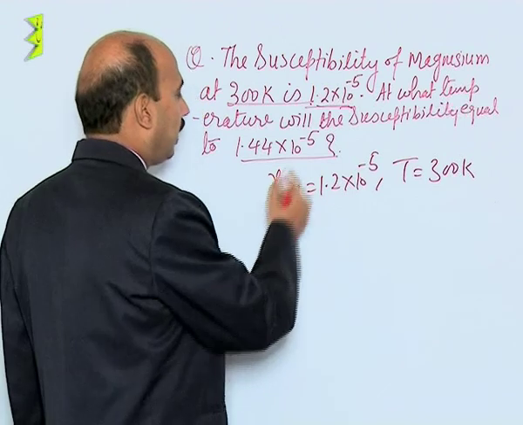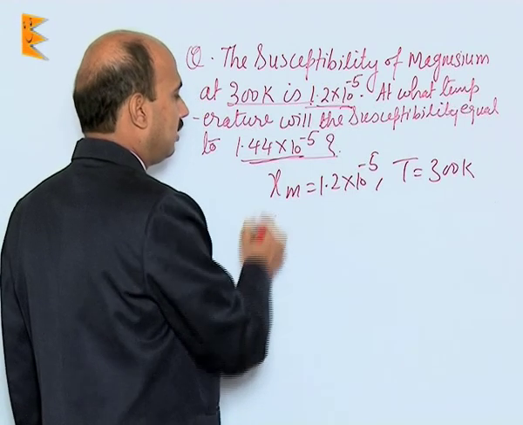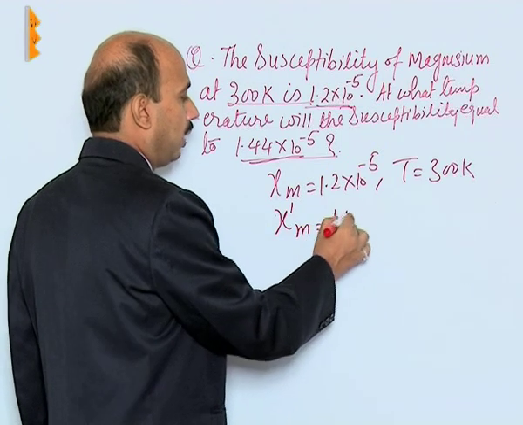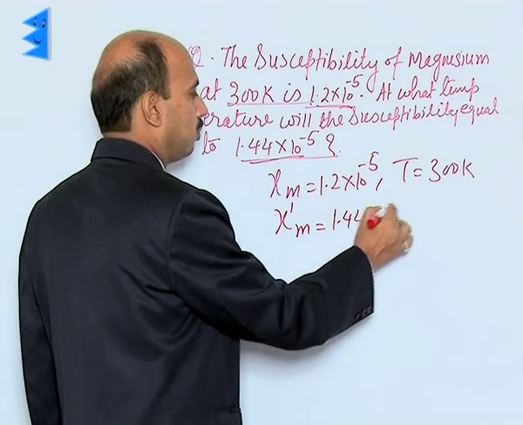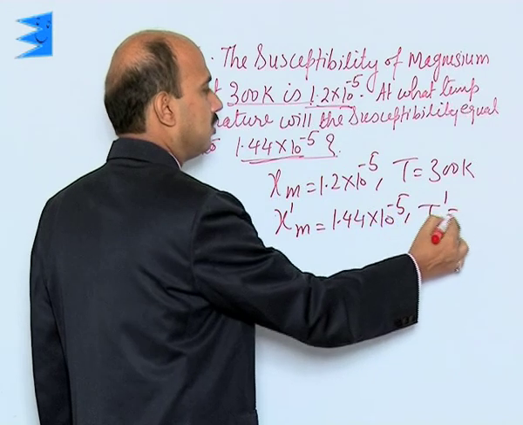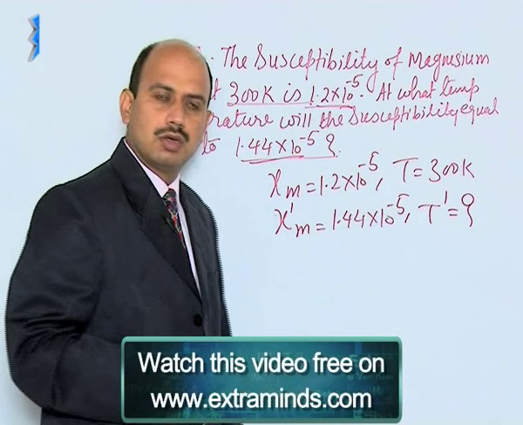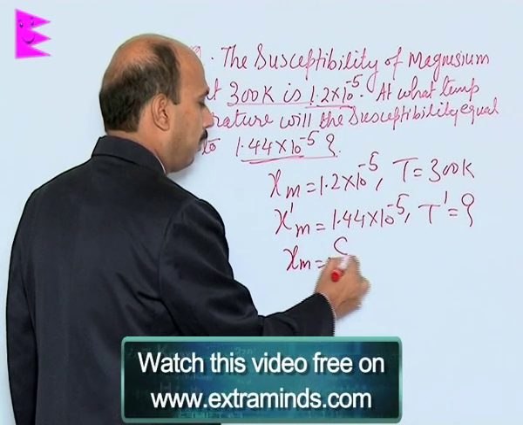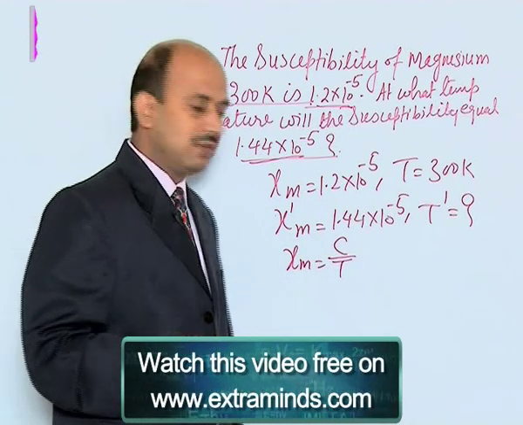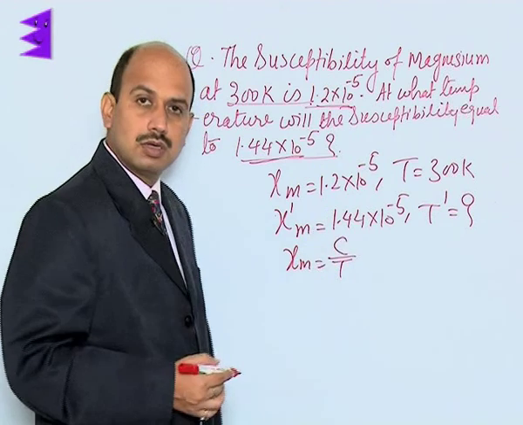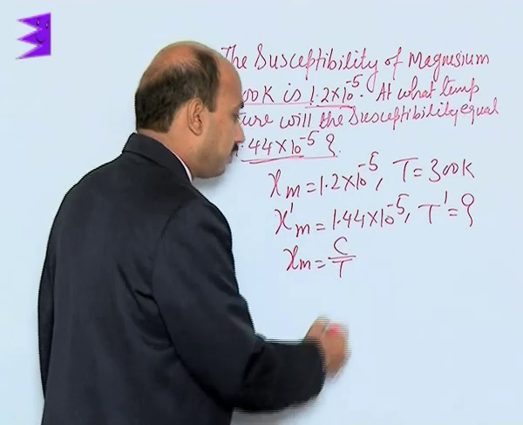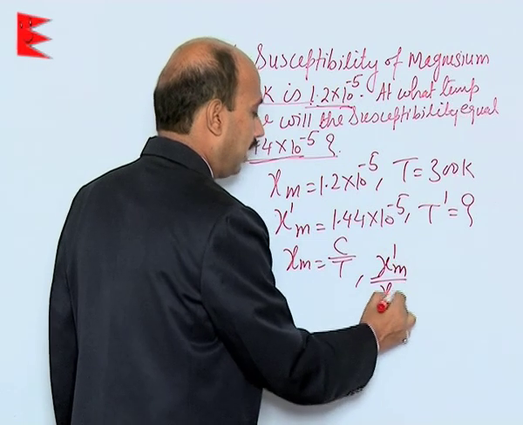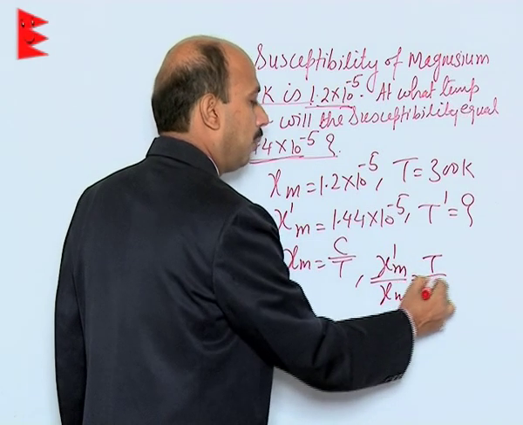Now, at what temperature is susceptibility this much? So, we can take chi dash m is equal to 1.44 into 10 raised to power minus 5, and T dash we have to calculate. We know this relation, chi m is equal to C upon T. It means chi m is inversely proportional to temperature. So, we can write chi dash m upon chi m is equal to T upon T dash.